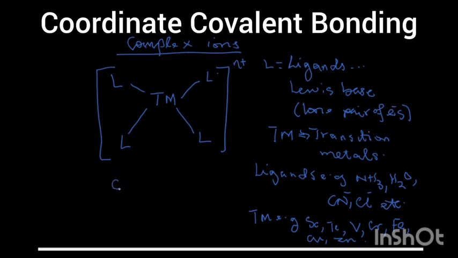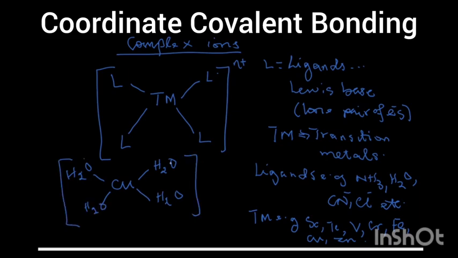For example, Cu attached to H2O, and H2O, and another H2O, all this with a charge of 2+. So this one is a complex ion because in the middle, copper is a transition metal. Attached to it are the ligands, or Lewis bases, because they have lone pairs of electrons. Water has lone pairs of electrons.